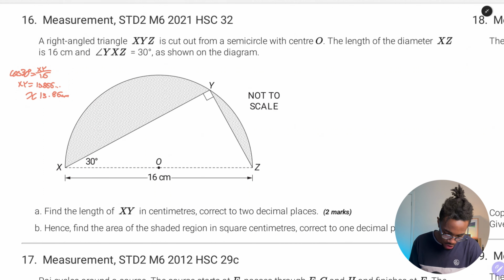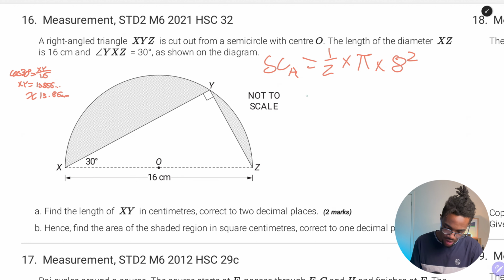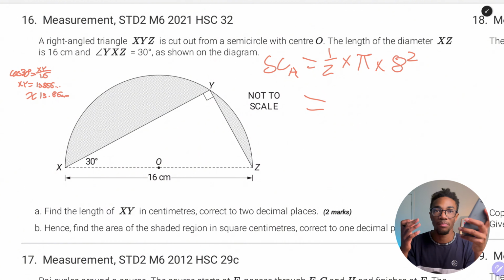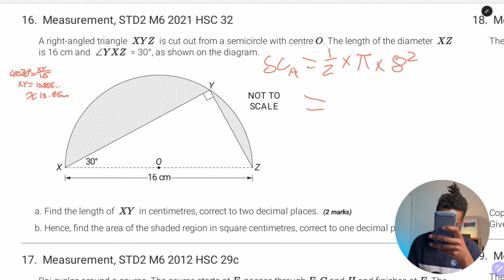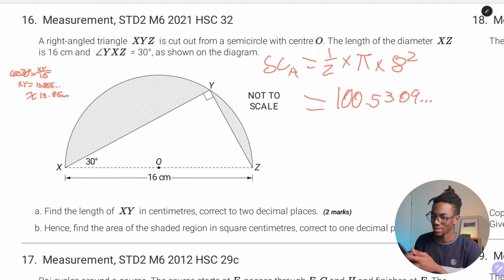For the semicircle area, I'll just write SC, is equal to half times pi times 8 squared. Area of the circle is pi r squared, and then we do 1 over 2 times pi times 8 squared. That's 100.5309... Save this in the calculator.